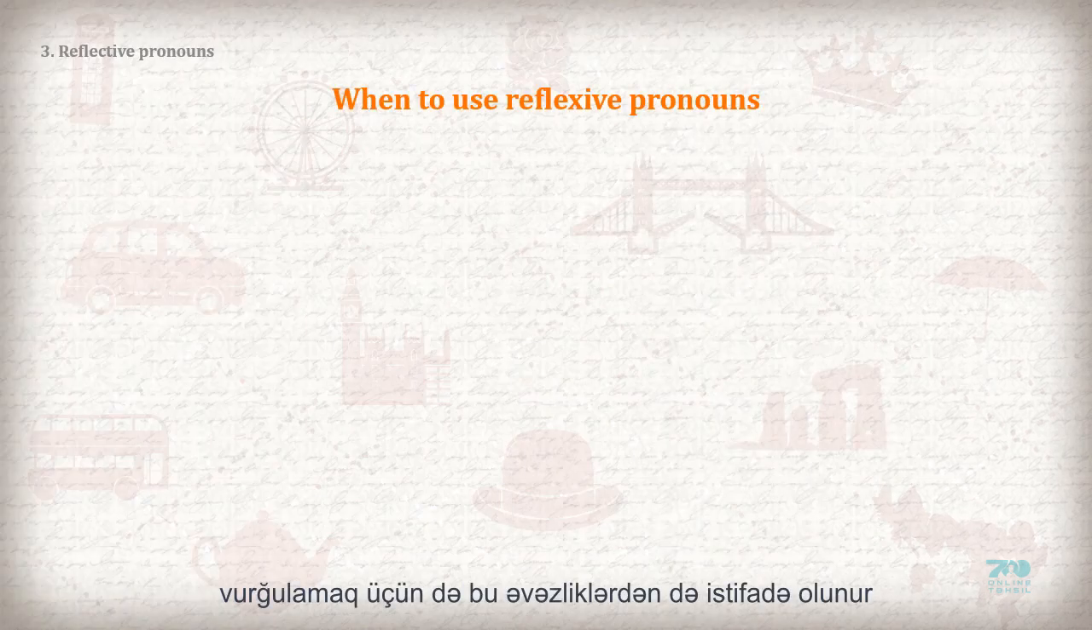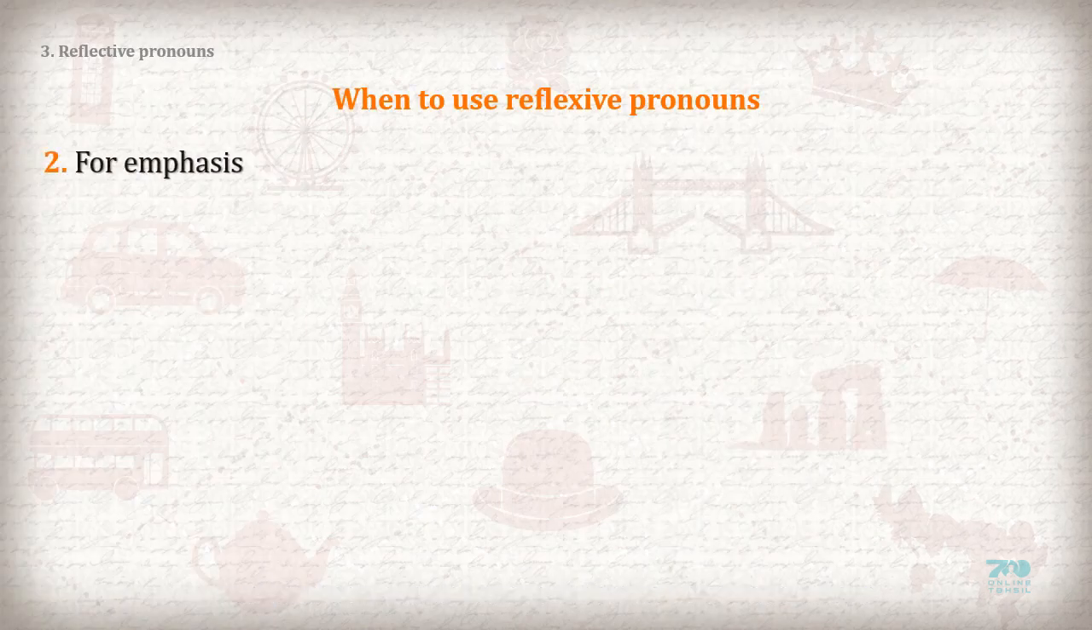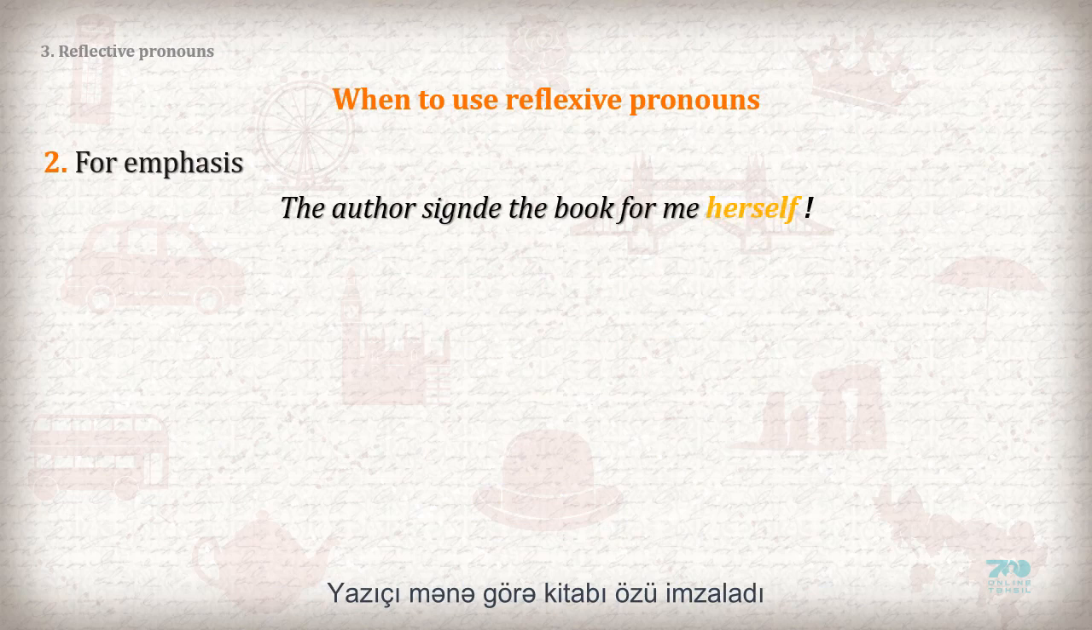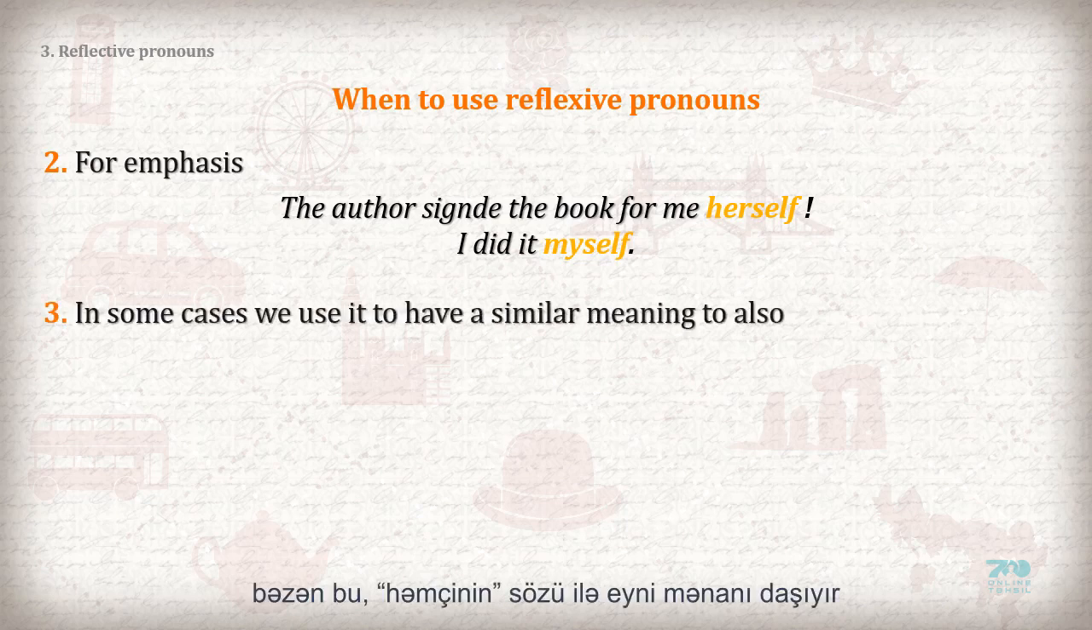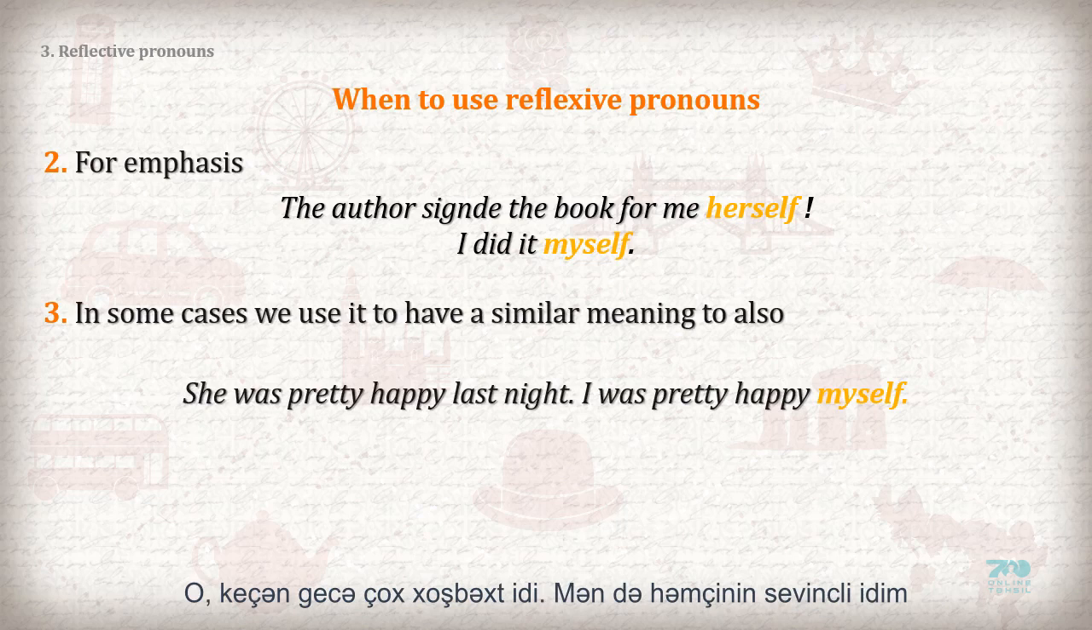2. We use them for emphasis. The author signed the book for me herself. I did it myself. 3. In some cases, we use it to have a similar meaning to also. She was pretty happy last night. I was pretty happy myself.